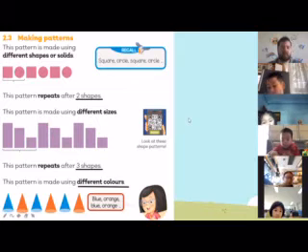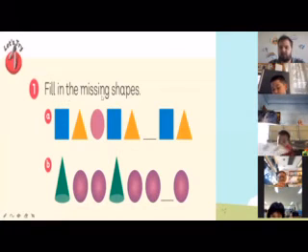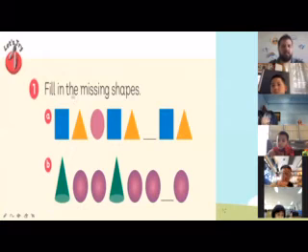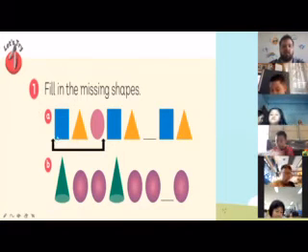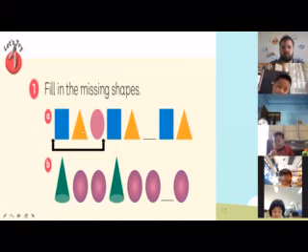So let's look at the exercise on page 31. Let's have a look at our exercise. So it says we need to fill in the missing shape. Fill in the missing shape. So let's look at A. So A, we have a square, triangle, circle. I'll go over it again. We have square, triangle, circle.